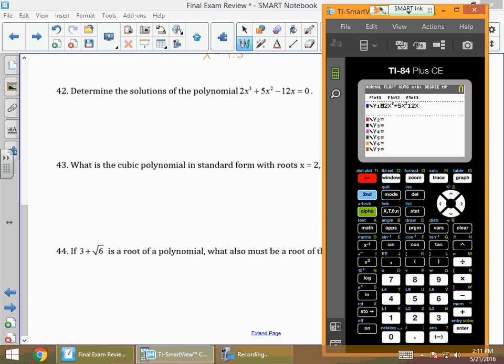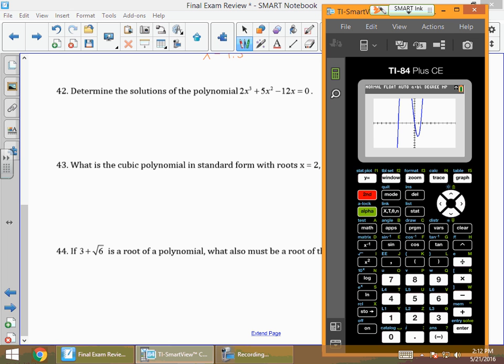Double check that. 2x to the third plus 5x squared. Hang on, I missed a minus sign in there. Minus 12x. Let's see now. This should look, there it is. That looks better. And if I want to find the zeros, I'm just looking for those 3 points right there. So I know there are 3 of them. It is 2x cubed. So I'm going to go ahead and calculate these.